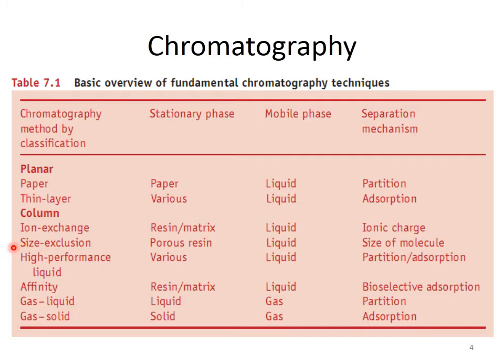Size exclusion chromatography is important for separation of molecules on the basis of their molecular mass. High performance liquid chromatography is done by using automated systems. The machines have pumps and a fluidic system in them, so they automatically take the sample and the buffers, and then pump it through the column.